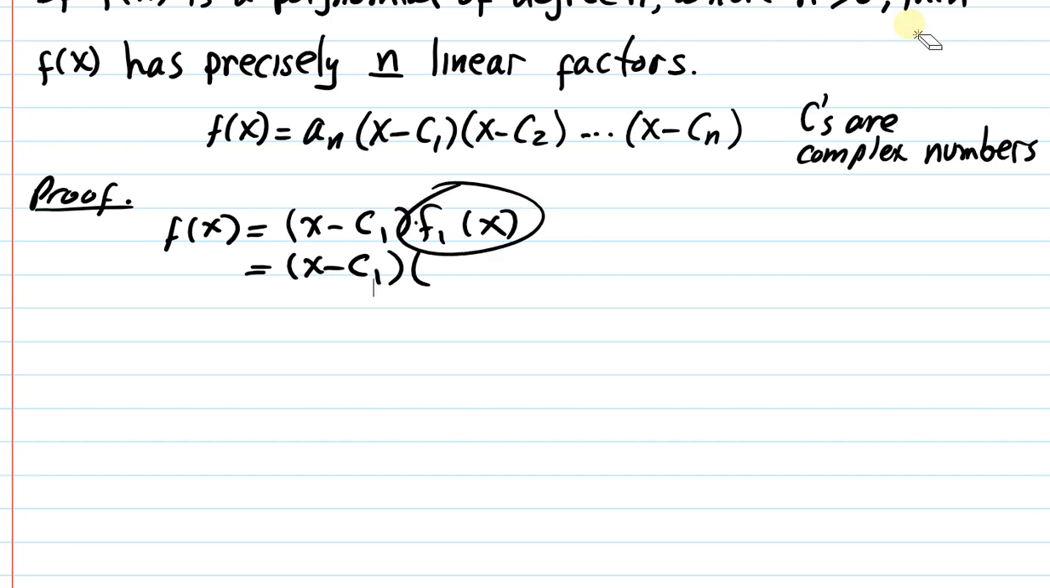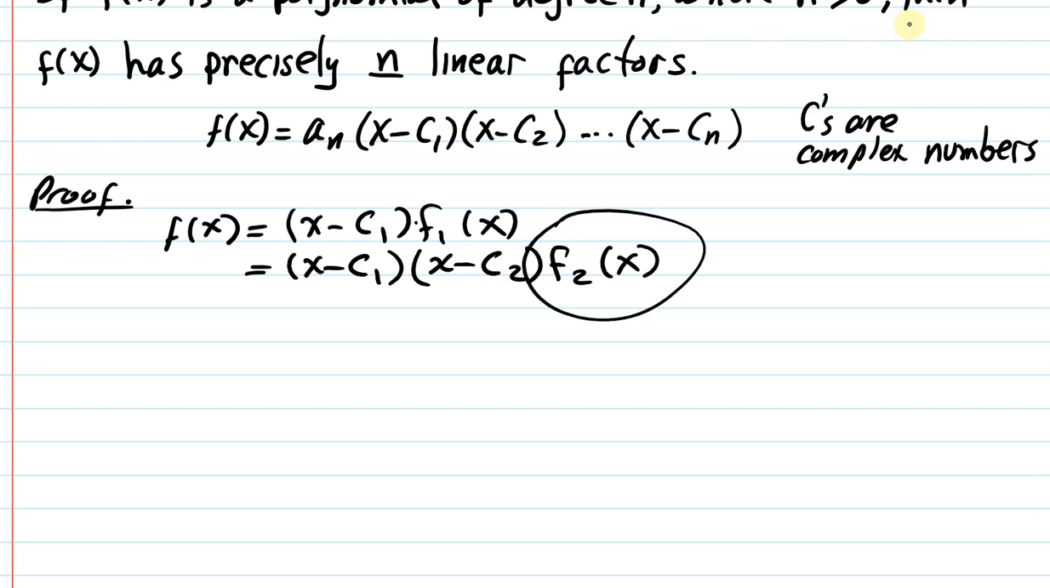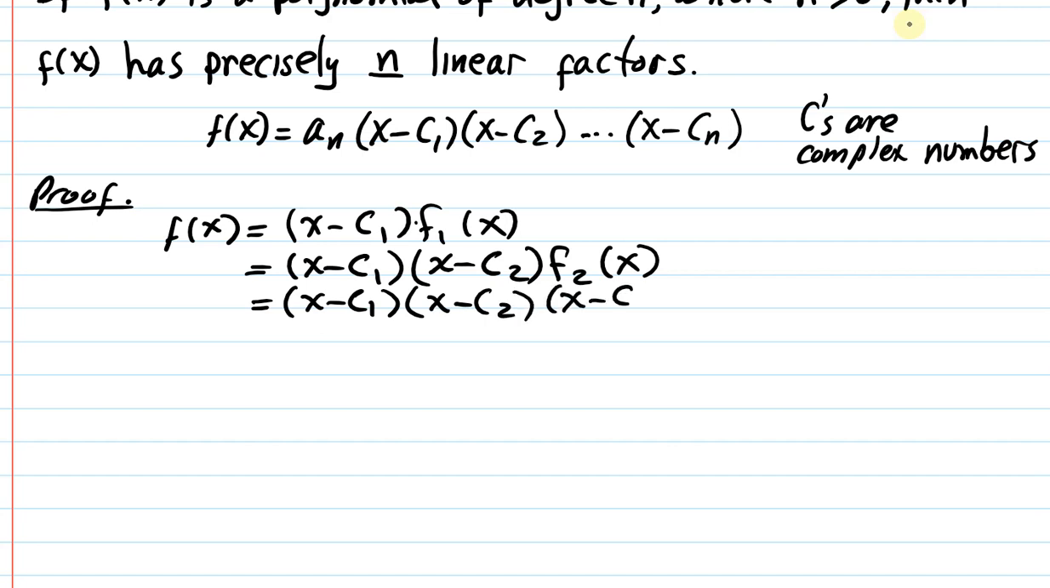Think of that as a function, as x minus its own factor times another polynomial function, another quotient. If the degree of f sub 2 of x is greater than 1, then we can further break it into another linear factor. See how that works? x minus c3 times f sub 3 of x, and so on and so forth.